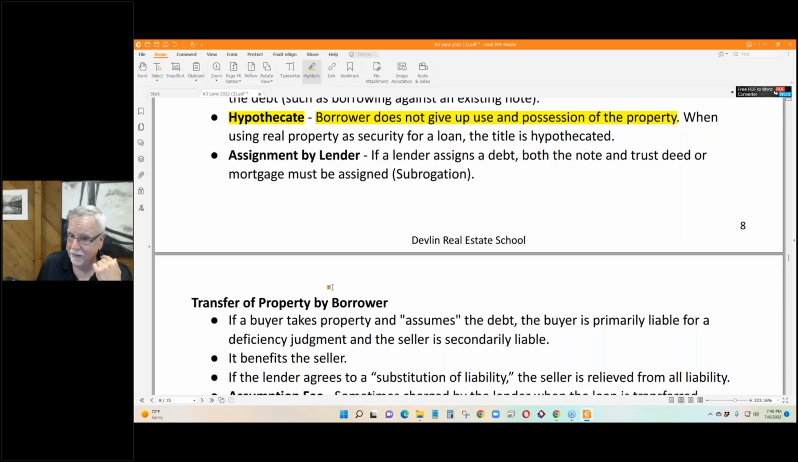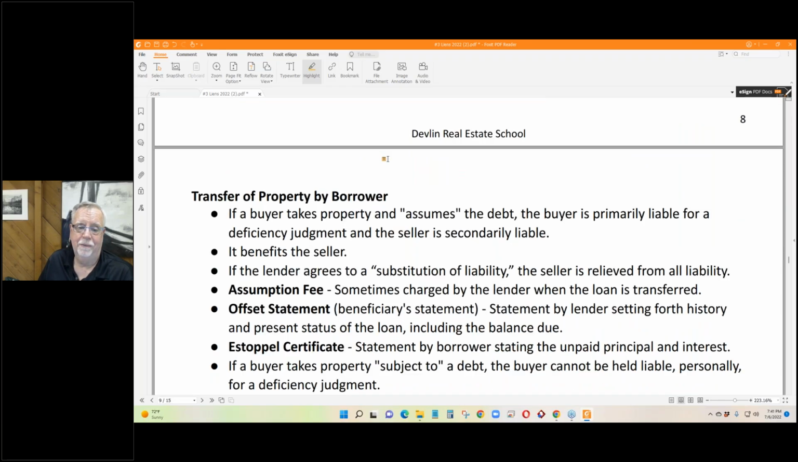Assignment by a lender: if the lender assigns a debt, it's called subrogation. So subrogation is when you're substituting who the money is owed to. So Bank of America says, we're going to sell your loan to Wells Fargo, which they don't do, but could, right? They usually sell them to other people you've never heard of. That's called subrogation, just a word that appears on the state exam.